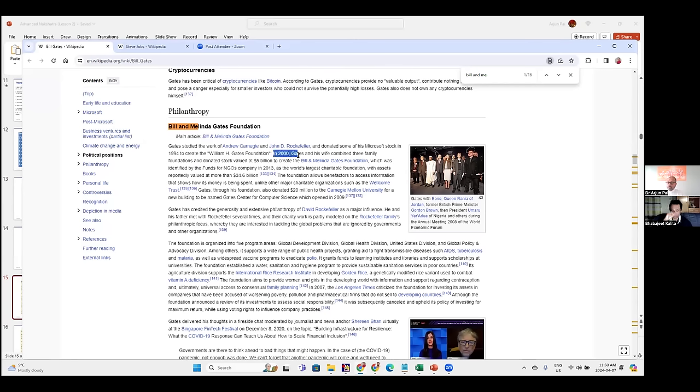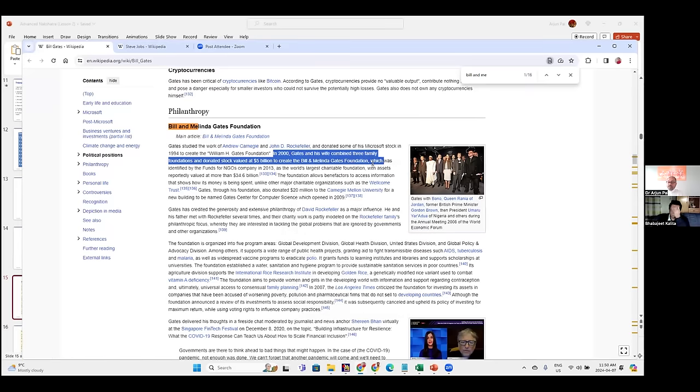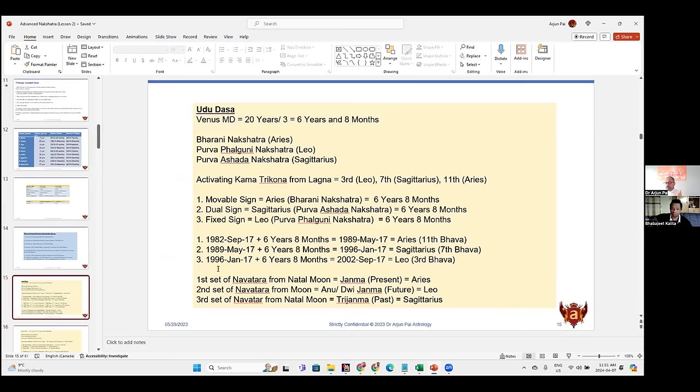See, in 2000, Gates and his wife combined three family foundations and donated stocks of $5 billion to create the Bill and Melinda Gates Foundation. And he has donated assets reportedly valued at more than $34.6 million. Which means he has created something for the future.